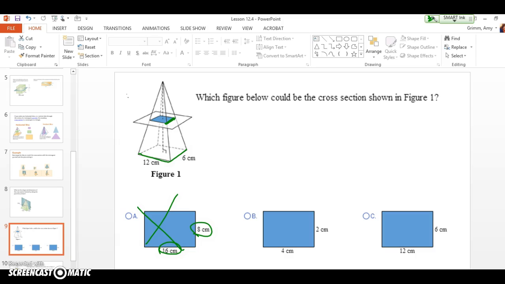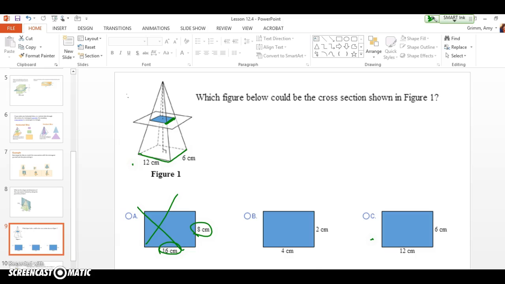Kari? C. Why? Because the cut is shorter than the bottom. Are you sure that it's shorter? What are the dimensions of this one? 12 by 6. What are the dimensions of this one? 12 by 6. So where would that slice be? Very bottom. That would be this slice right here. So it can't be those. So what's the only one it could possibly be?